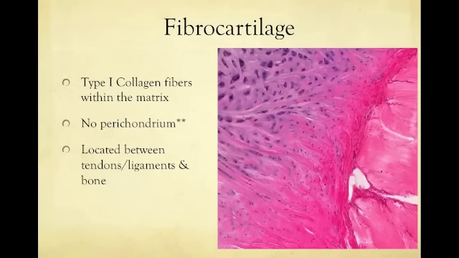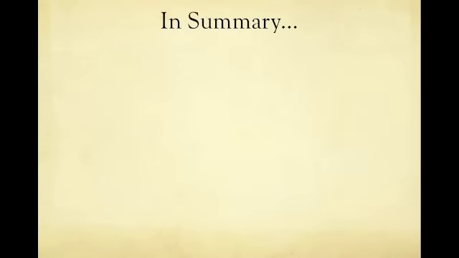This slide is also a good example of showing how fibrocartilage does not use or need a perichondrium. As you can see, there's nothing surrounding it, there's nothing outlining it, it's just inserting directly into the bone and into the muscle.